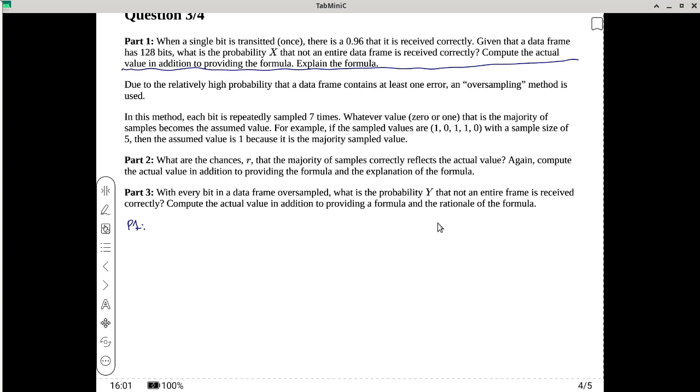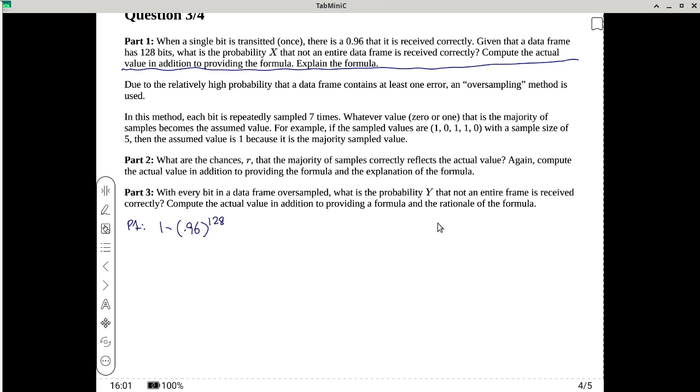Okay, so yes, that is the actual answer. Because when you have 0.96 raised to the power of 128, that is the probability of receiving every single bit correctly. And we're looking for the complement of that. So part one is 1 minus 0.96 raised to the power of 128.